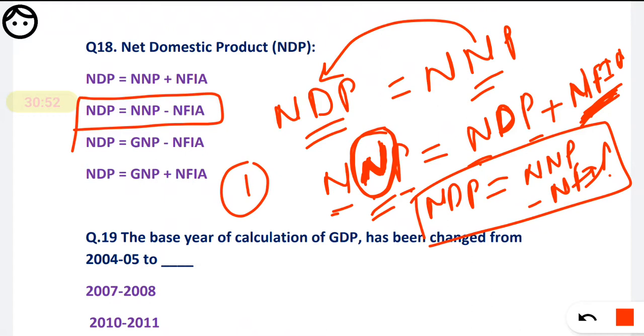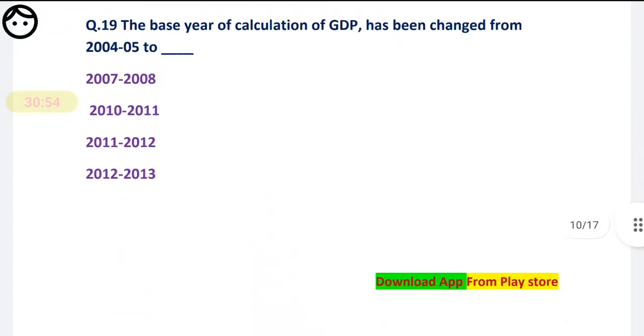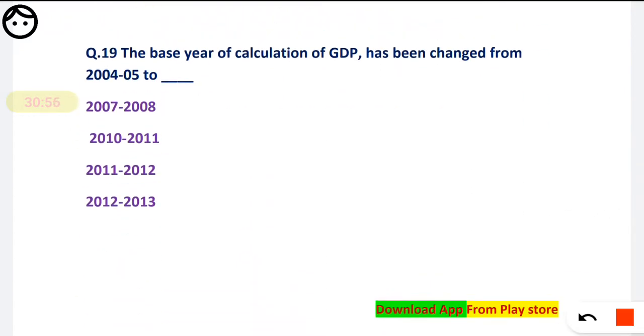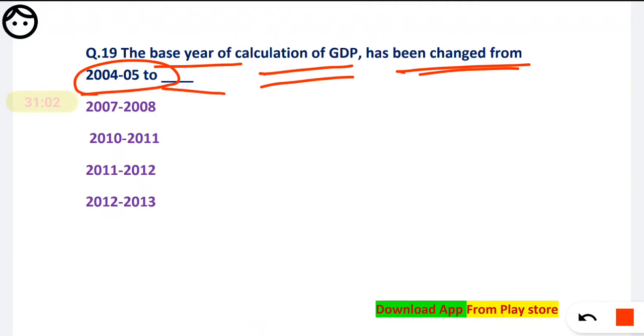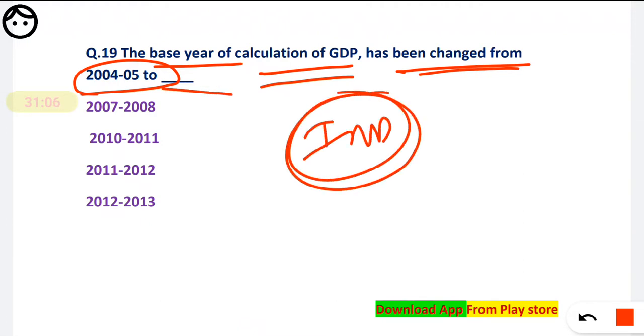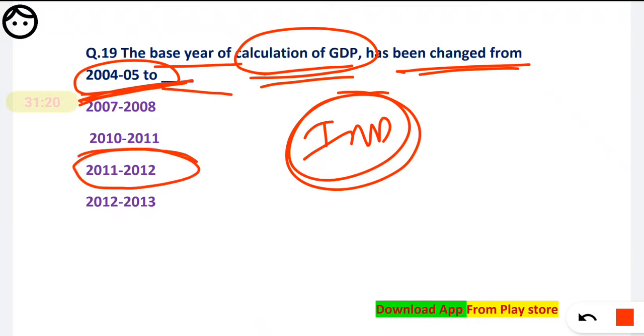Okay, now the next question, question number 19. The base year of a calculation of a GDP has been changed from 2004-5 to. So it is also important because these changes are very important. They are recently asking the changes. So you have to point out that recently the GDP calculation base year, before it was 2004-5, now it is changed to 2011-12.